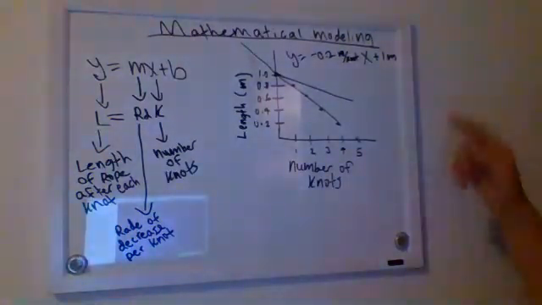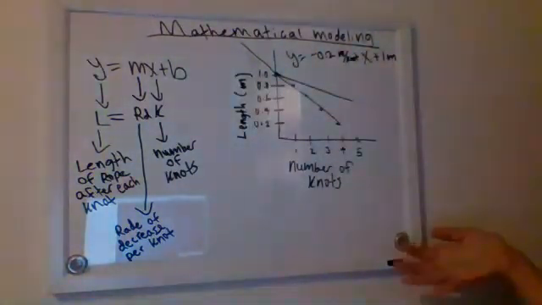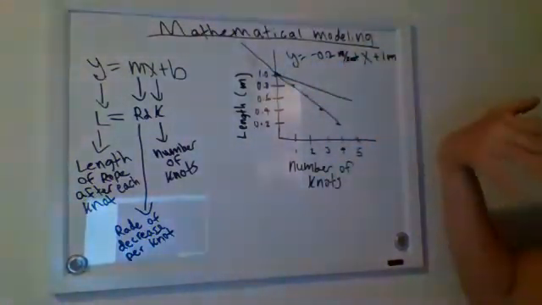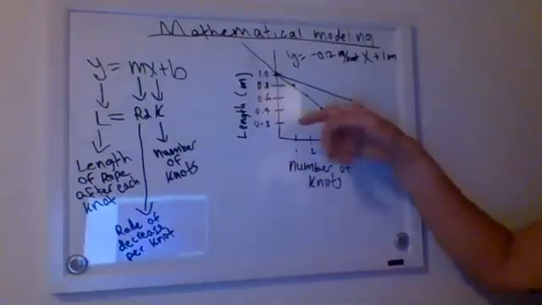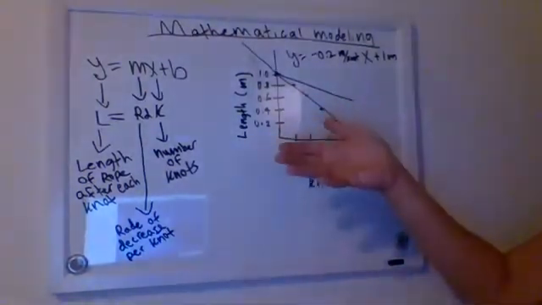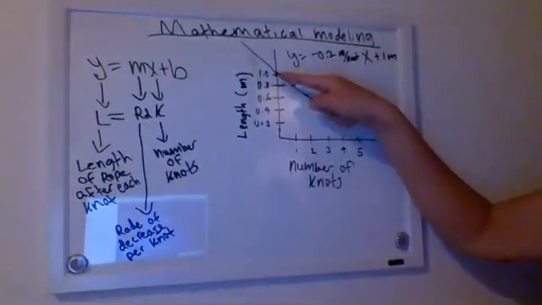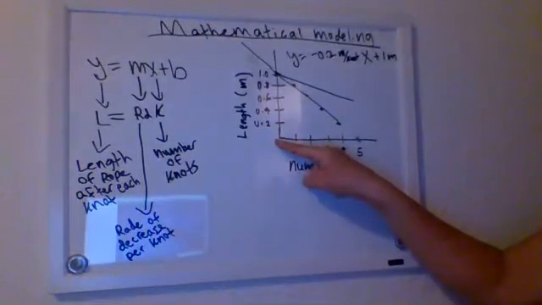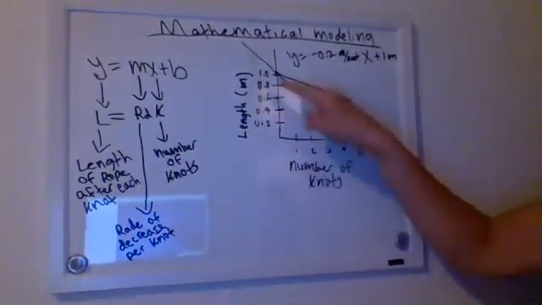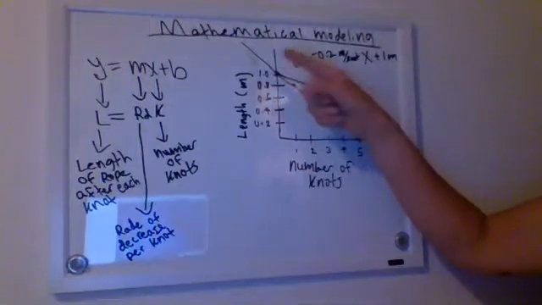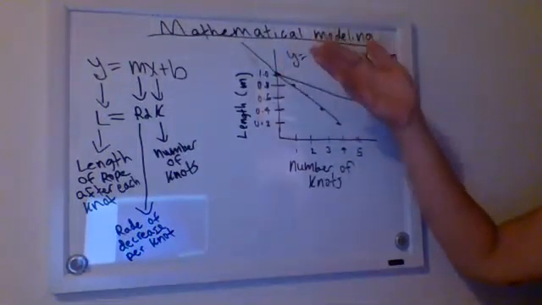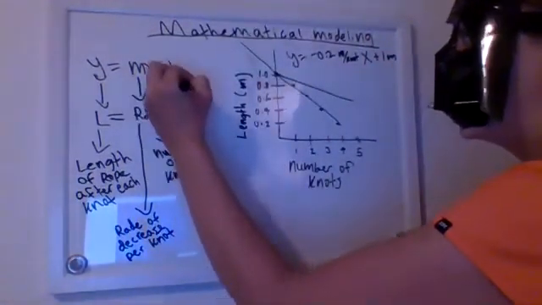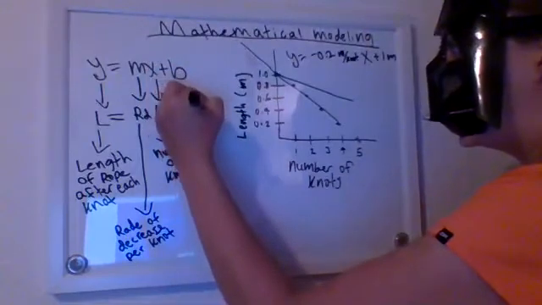All right, so now the b, what does that mean? Well, that's our y-intercept. So what does our y-intercept mean? Well, we had a 1 meter rope to start with. And if we look at our y-intercept, it's on the y-axis, so that means 0 knots. So at 0 knots, we have 1 meter of rope. So what does this y-intercept tell us? It tells us the initial length. And I'm going to do a Li.